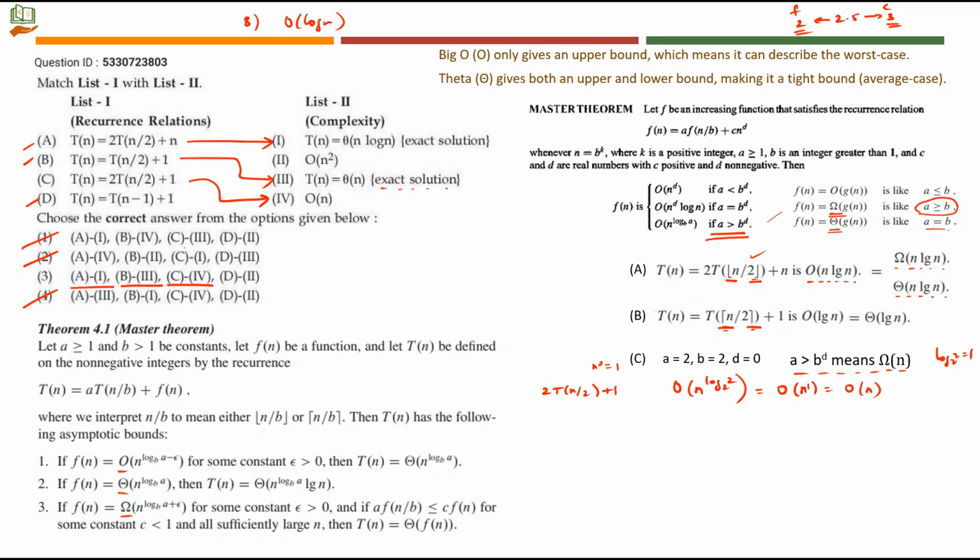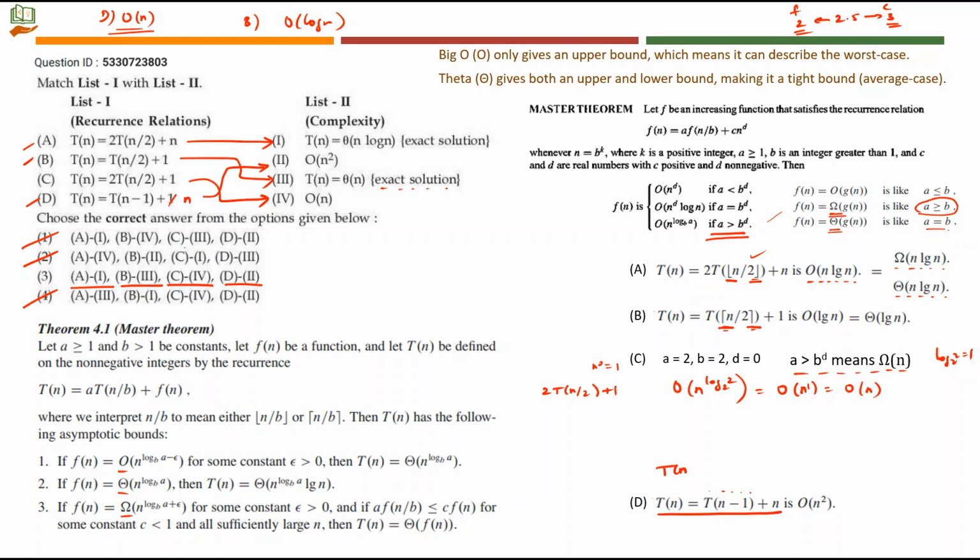What about D? Actually we know T of n is equal to T of n minus 1 plus 1 will give a complexity of big O of n only. But how are they mapping it to 2 here? Actually the question expression is wrong here. The actual recurrence relation should be T of n is equal to T of n minus 1 plus n. So instead of 1 it should be n. If that is the case, we can map D to 2 clearly. T of n minus 1 plus n will give a value of big O of n square.